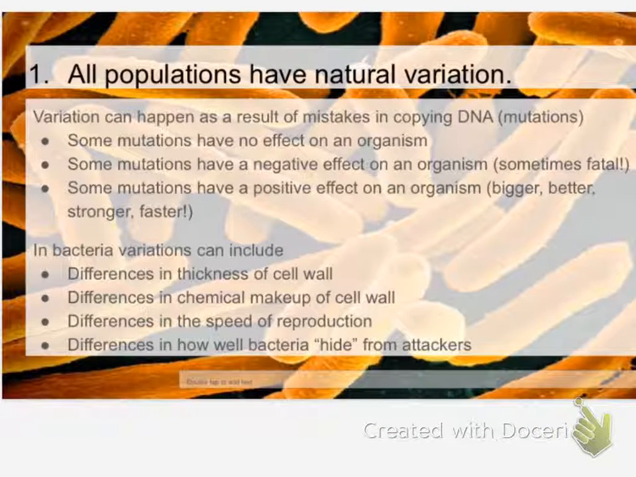That all populations have natural variation. I'll read this, then I'll shut up for a little bit while you copy, and then we'll talk. So all populations have natural variation. Variation can happen as a result of mistakes in copying DNA. We call those mutations. Some mutations have no effect on an organism. Some mutations have a negative effect on an organism, sometimes fatal. Some mutations have a positive effect on an organism. They make it bigger, better, stronger, faster.